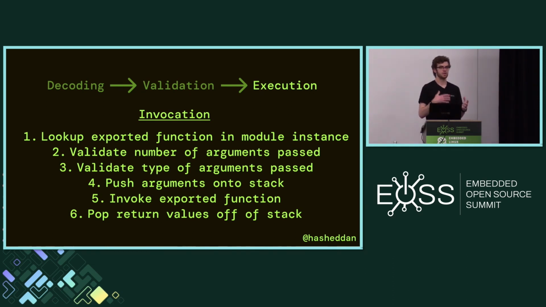And if you're going to pass it arguments or receive arguments from it, the runtime needs to validate that those arguments are valid. So it validates the number of arguments you have and the types of the arguments. And WebAssembly is a stack machine, so those get passed by putting them on the stack for the WebAssembly module instance, then invoking the exported function, and then it will push the return values onto the stack, which you can then pop off to get values out.